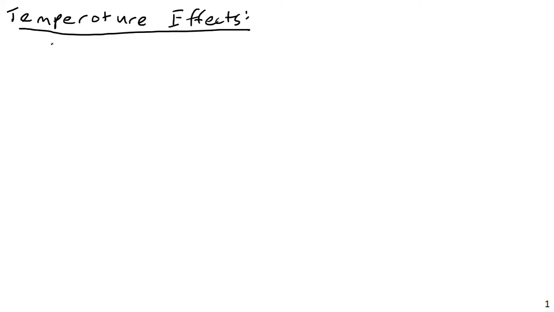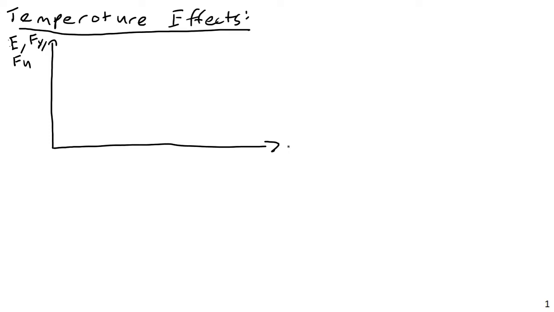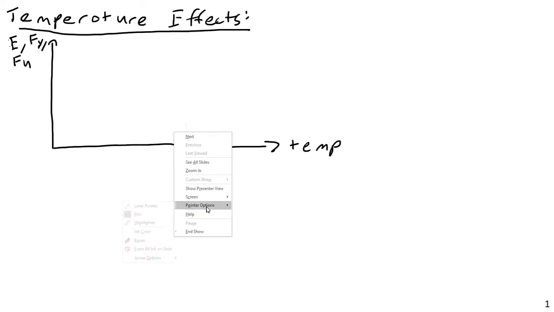Well, just generally, if I were to create a plot, and this is going to be a very generic plot, on the vertical axis I could put any number of things. I could put E, the modulus of elasticity, or Fy, the yield stress, or Fu, the ultimate stress. And on the x-axis, I might put temperature. Then, if I were to plot this, again, just a very generic curve, I would end up with something kind of like this.